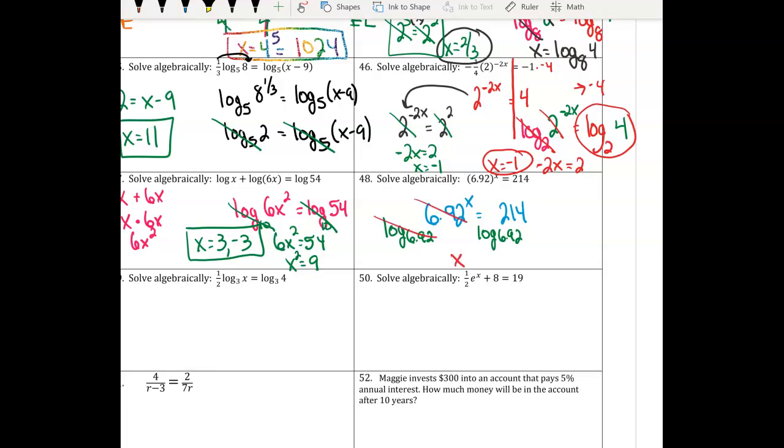So I have x, and then whatever x is, I'd press the math button, up arrow twice, and then put in my respective numbers. And when I do that, I get 2.774.